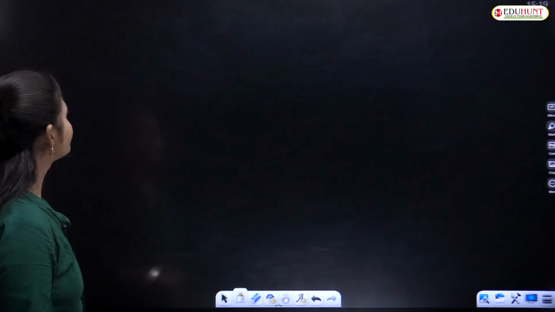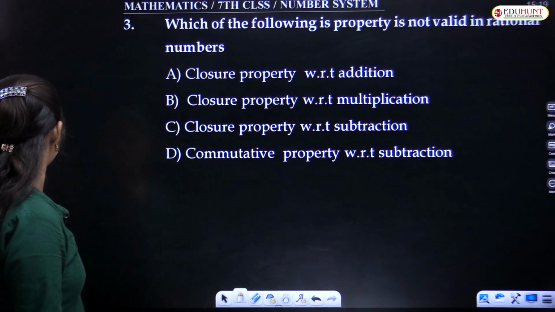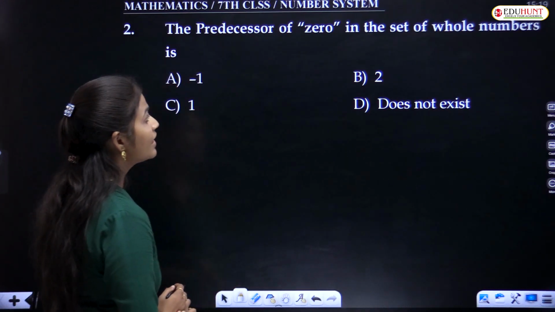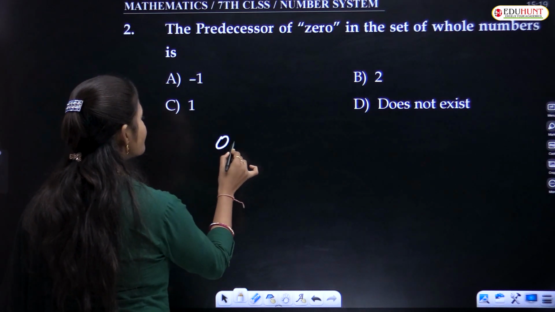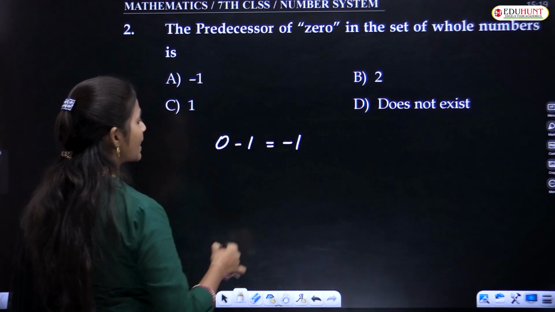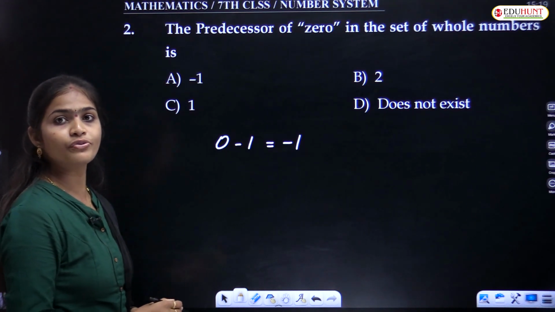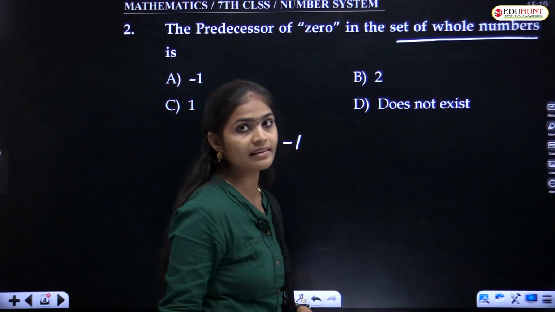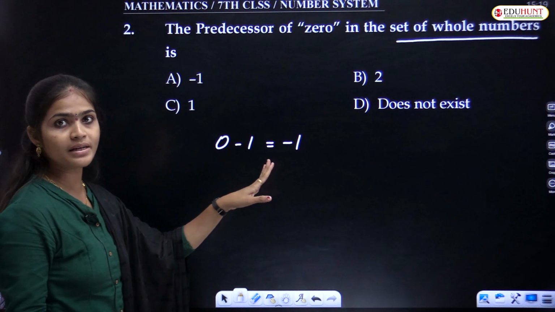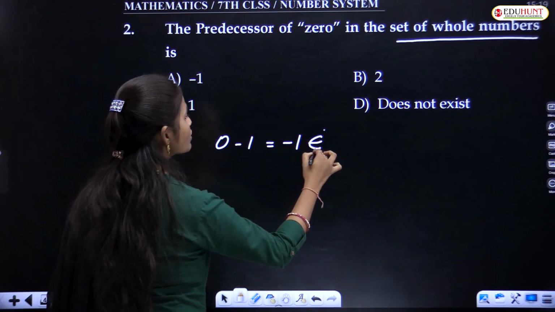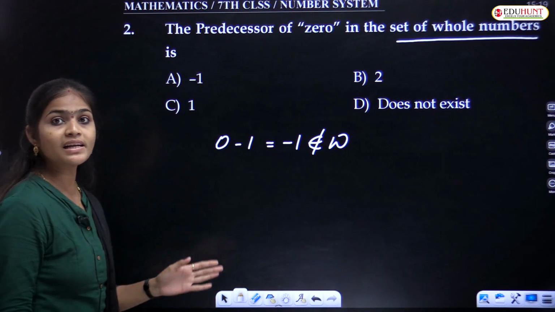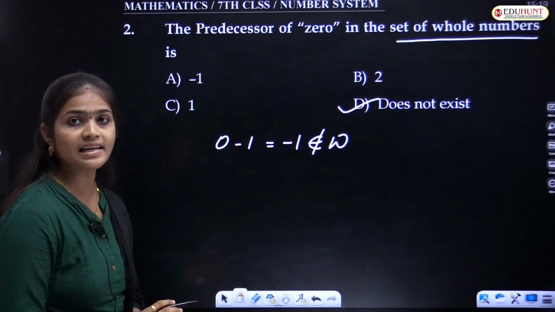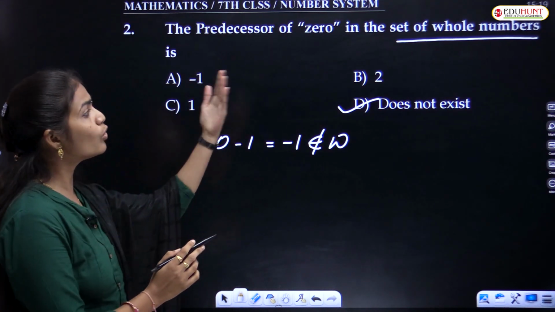Next one. The second question: the predecessor of 0 in the set of whole numbers. The predecessor of 0 means 0 minus 1, which equals minus 1. The predecessor of 0 is minus 1, but what are they asking? In the set of whole numbers. Minus 1 does not belong to the whole numbers. That's why the answer is 'does not exist' in the whole numbers.